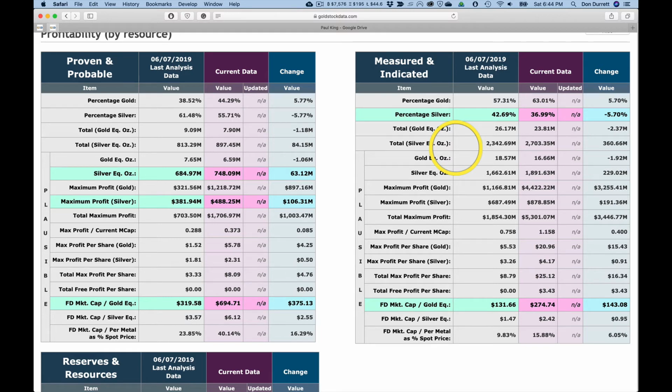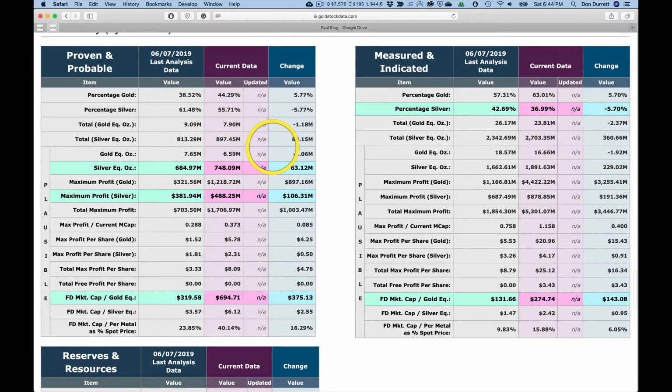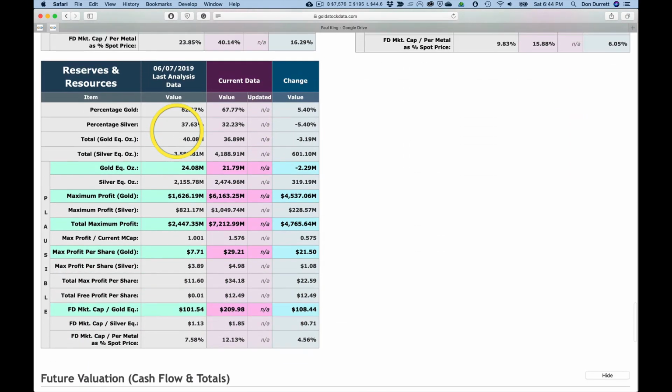They're not estimates per se. These are third-party analysis. Proven and probable means that it has a feasibility study and it's economic. And then R&R is just a combination of all the ounces. So this is plausible for R&R.